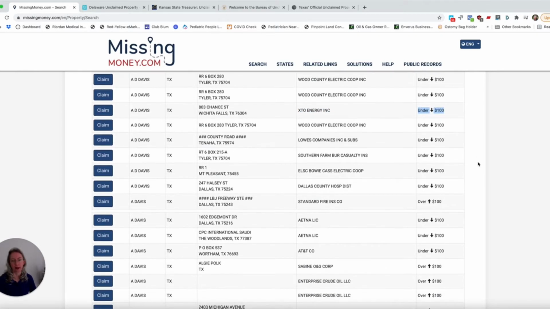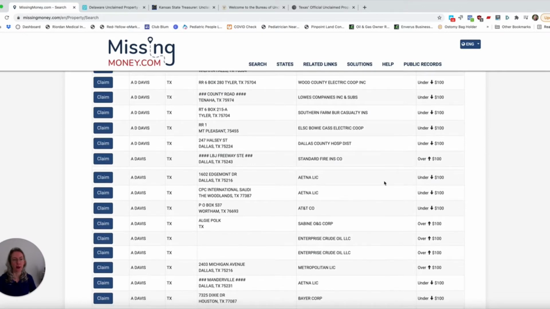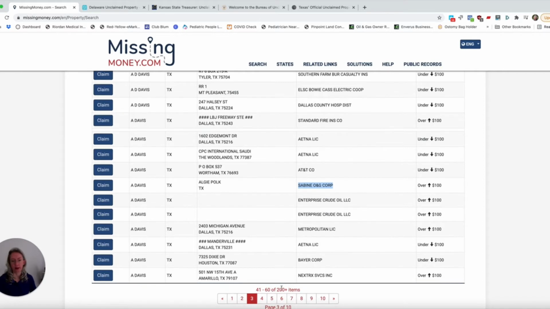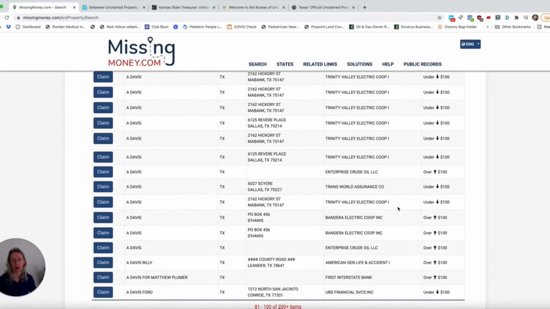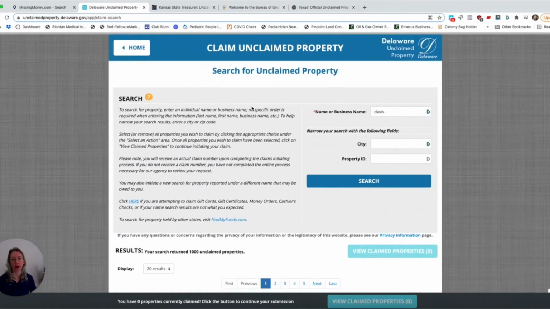So when you're looking at missing money, it doesn't tell you the category of the type of unclaimed property it is. So you really need to be able to identify the oil and gas companies. Like here's another one. Sabine Oil and O&G is Oil and Gas Corporation. So if we keep looking, we'll find more of them. But let's look at another state. You always want to check Delaware, because many companies are incorporated in Delaware. So here I've done the same search.